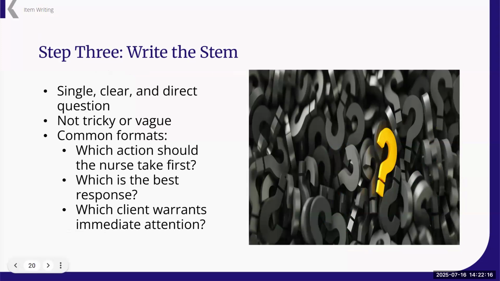And make sure your STEM is not tricky or vague. Avoid unnecessarily complex wording that can cause misinterpretation. The NCLEX isn't designed to trick students. It's meant to assess their readiness. And finally, use common and consistent formats. These are familiar to students and allow them to focus on the clinical thinking, not on interpreting the question. Some of the most effective STEMs include: which action should the nurse take first, which is the best response, and which client warrants immediate attention.